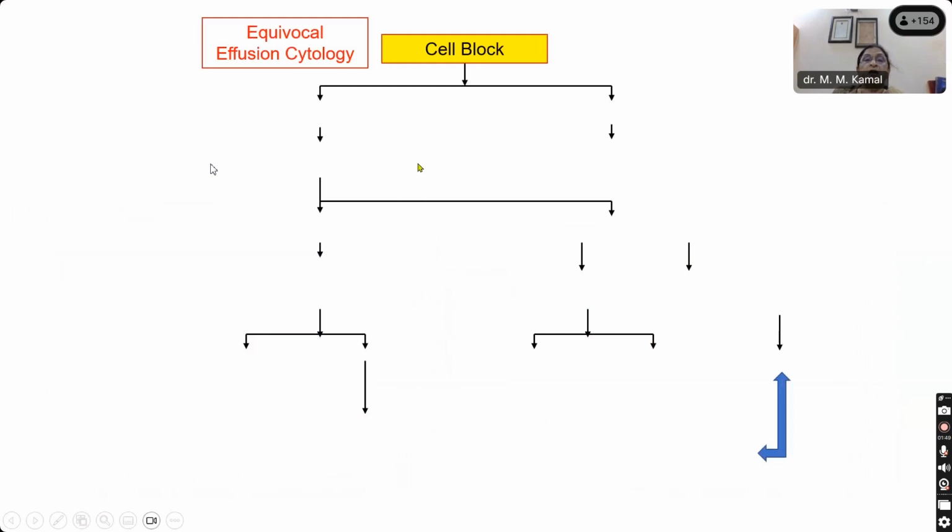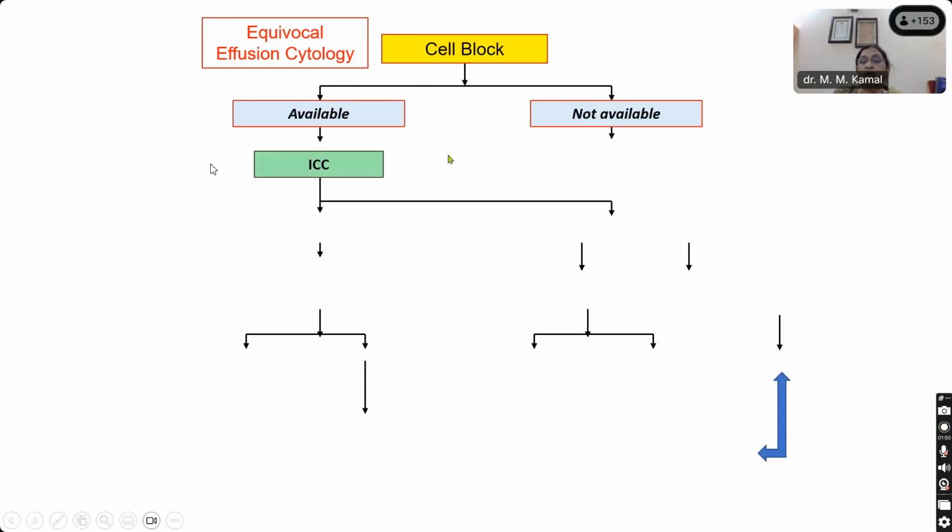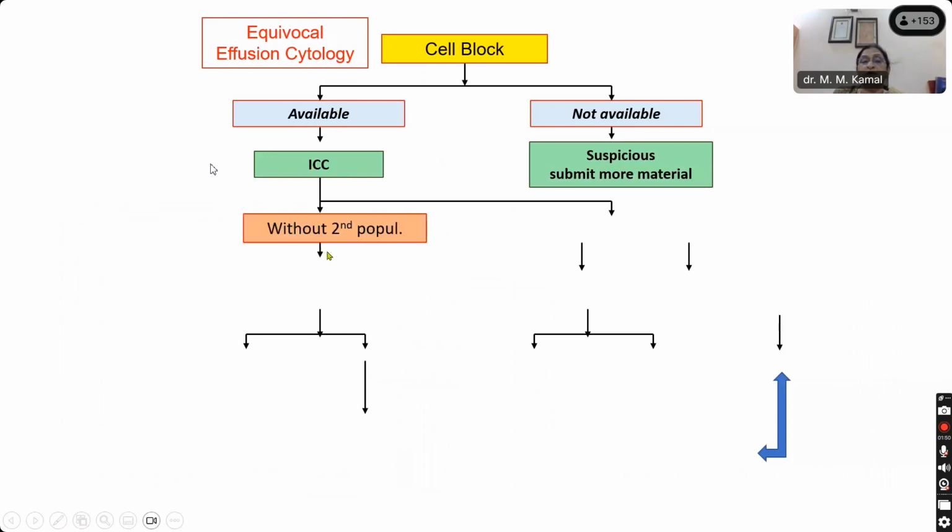Now, sometimes when you are in doubt, that is equivocal effusion cytology. If it is positive for malignancy, it's straightforward. But if it is suspicious for malignancy, what can you do? You can go in for a cell block, if it is available at your place. If it's not available, then it's different. If it's available, you can do immunocytochemistry, with or without a second population.